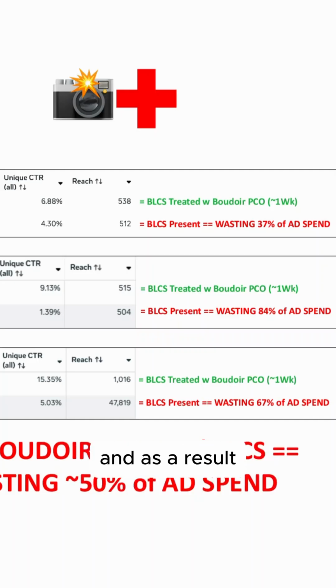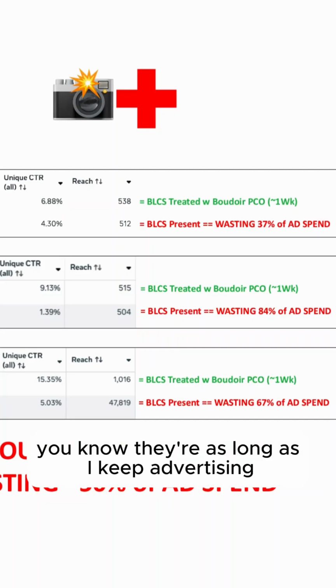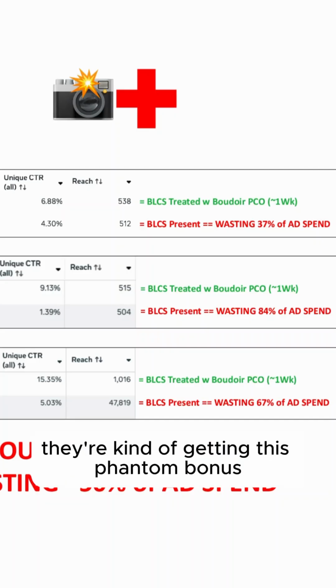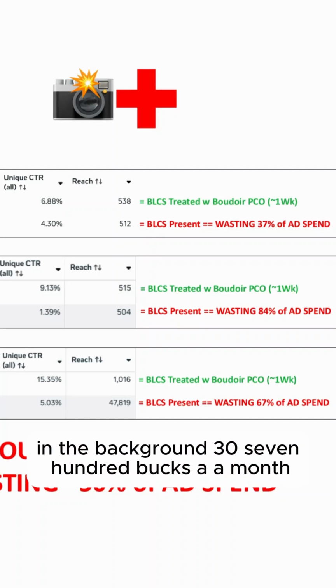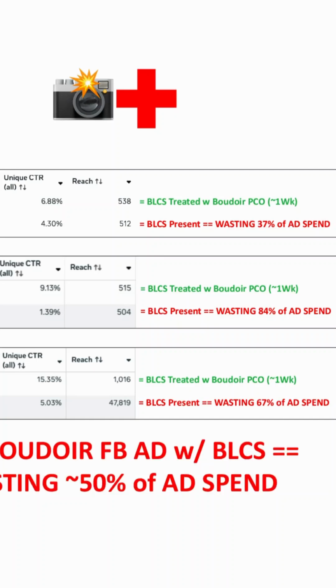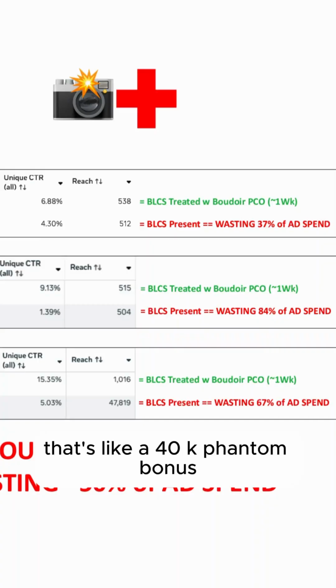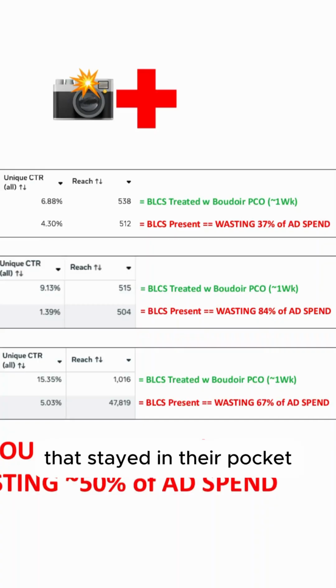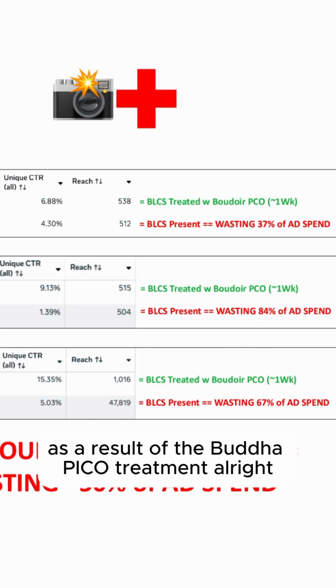And as a result, as long as they keep advertising, they're getting this phantom bonus in the background, $3,700 a month, every single month. And at the end of the year, that's like a 40K phantom bonus that stayed in their pocket, that they didn't have to spend out of pocket as a result of the Boudoir Pico treatment.